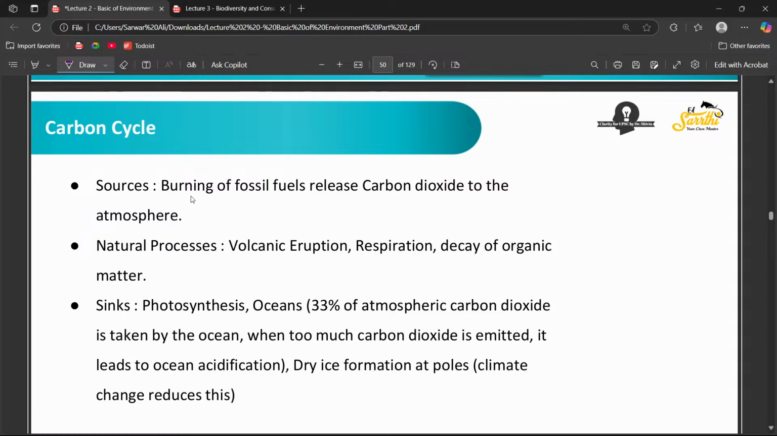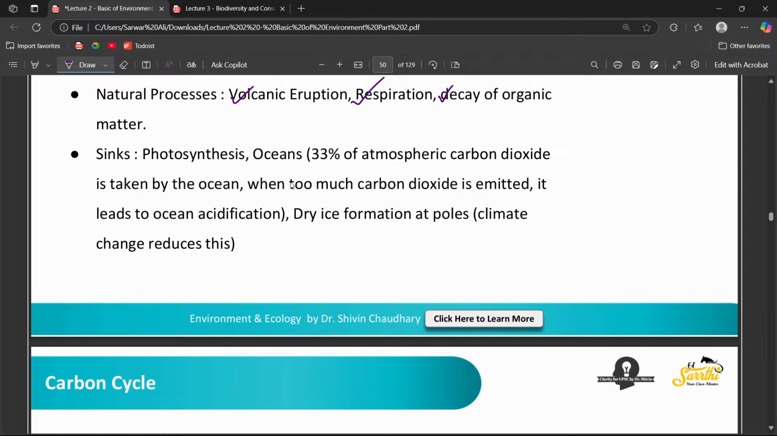Sources: burning of fossil fuels, natural processes like respiration, we inhale oxygen and exhale carbon dioxide. Volcanic eruption gives a large amount of CO2. Decay of organic matter also causes carbon dioxide production. And in other cases, if the decay is allowed for a long time, it forms crude oil. Sinks: photosynthesis.